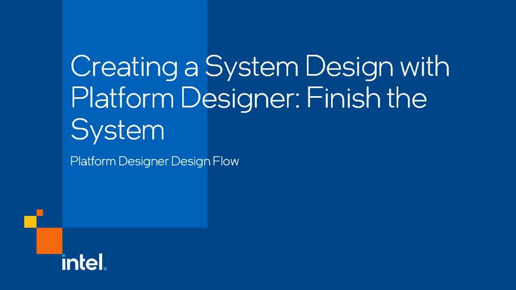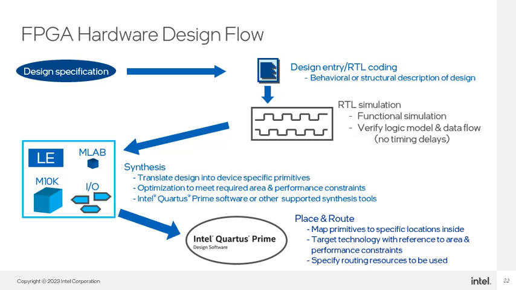To finish this training, let's discuss how to incorporate your completed system design into the Intel Quartus Prime design flow. As a reminder, here is a quick review of the typical FPGA design flow. It starts with creating the design according to your required specifications, usually in a hardware description language following good RTL design practices. This can be followed optionally by an RTL simulation to test the functionality of the design.